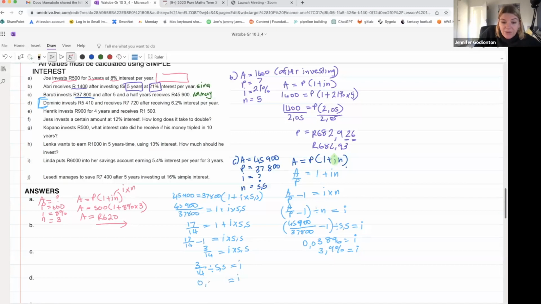And then again, that will give you 0,03896. And so we can say I is equal to 3,9%. Okay. And if you're panicking, don't worry, finding I is always the hardest. So don't stress. It's normal to find it a little bit tricky.